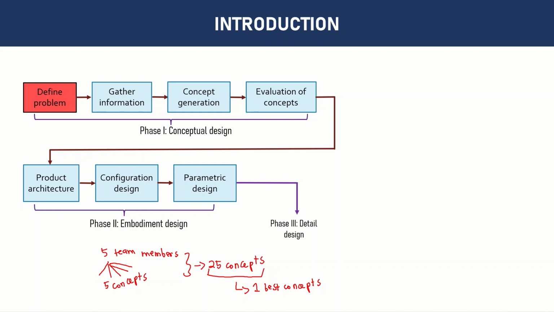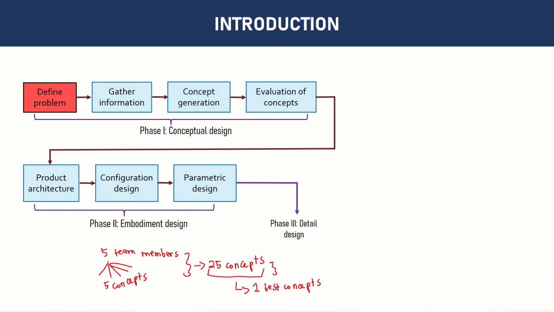Or maybe more, right? Let's say if you have 10 concepts for each team member, then maybe you can have 50 concepts. In order to filter and choose this one best concept requires the evaluation of the concepts, so that will be discussed in the next chapter on how to evaluate the concepts.